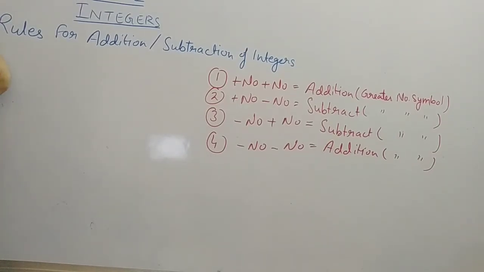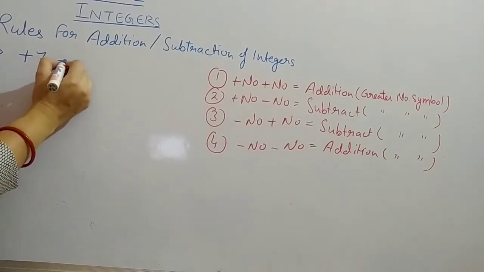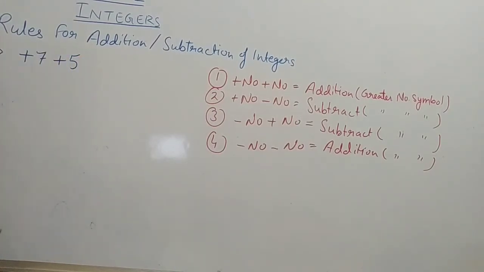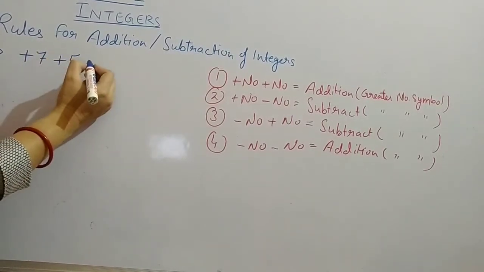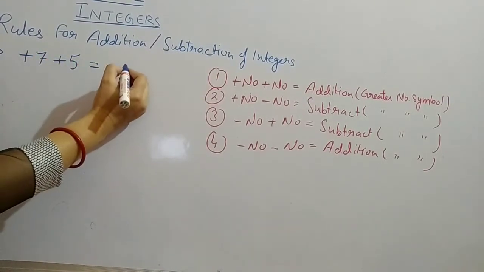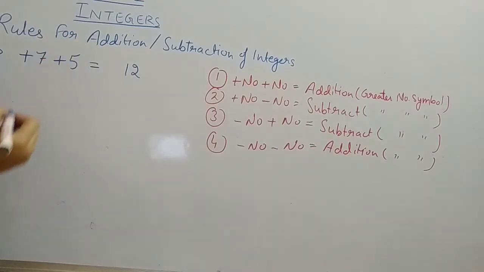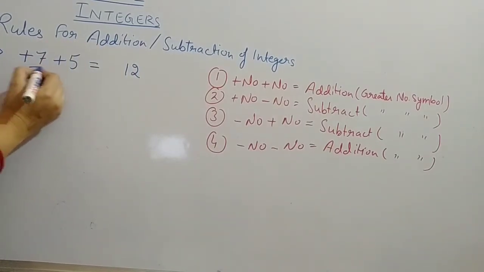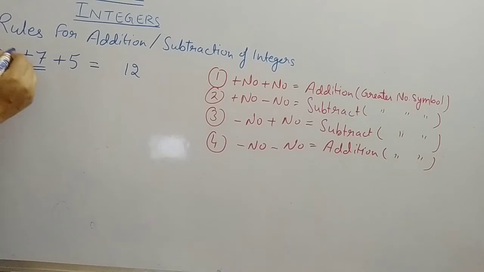For example, first, if you have to add plus 7 and plus 5. Both the symbols are plus, it means we have to do the addition. So do addition, 7 plus 5 is 12, and see numerically which number is greater. Numerically 7 is greater, so the final symbol will be plus.